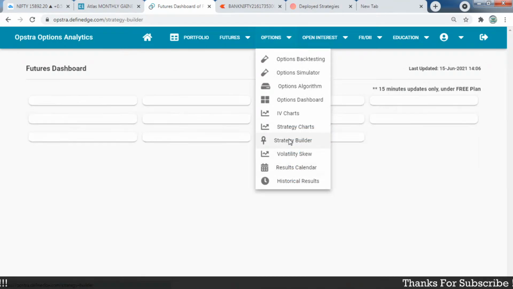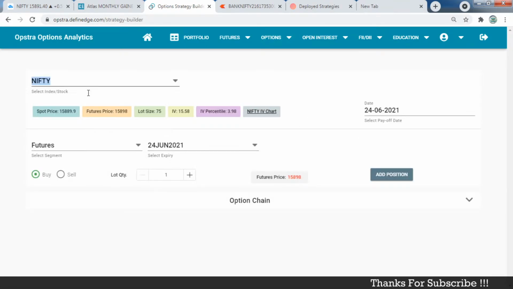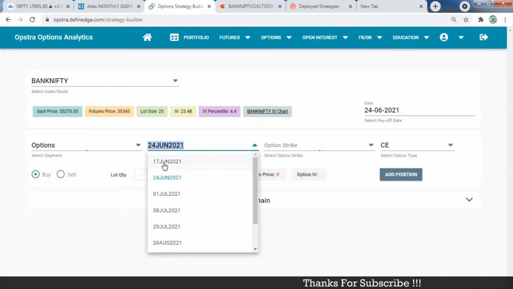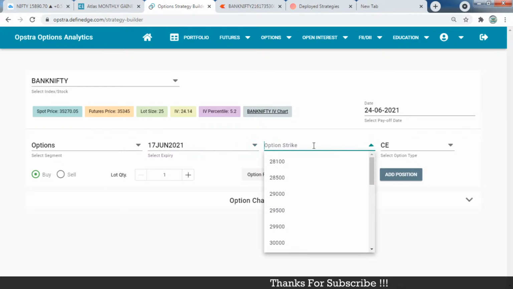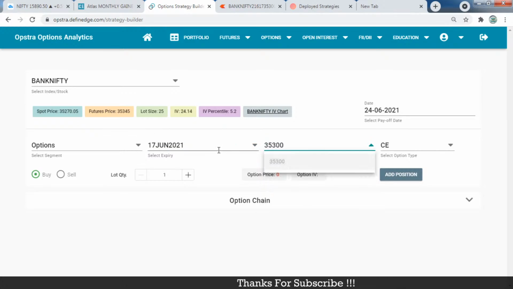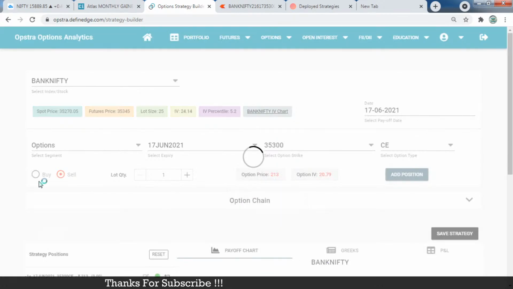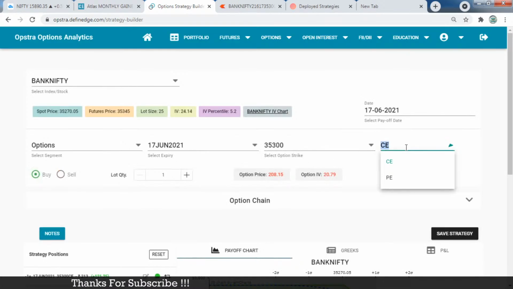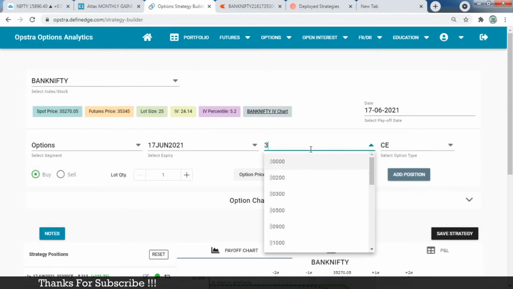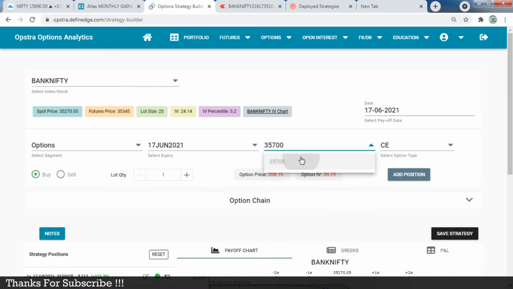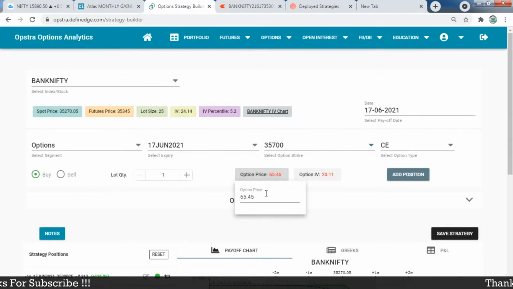When we see that option strategy, let's go to the option strategy, and let's do it with the Bank Nifty, what we have done. Options on the 17th expiry contract, the 35,300 option we sold around 213. I have bought the call option 35,700 around 69.4.